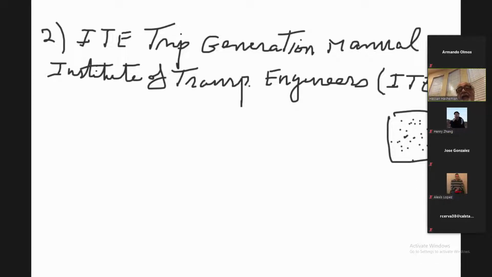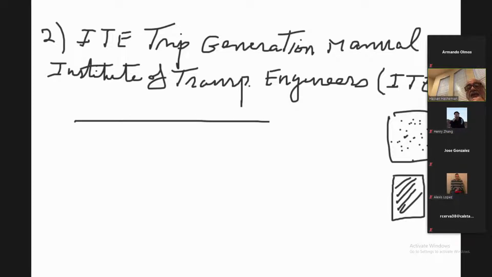So they publish it in the book. For instance, I can open the book. I am interested in finding out, if I have an office building here, how many trips are going to be generated by that office building. So I open up the book and go to the section, say office building. And they have different sizes of office building, less than 50,000 square feet, between 50 and 100,000, more than 100,000, and so on. So I go to the right size and they have this type of trip generation rate for me.